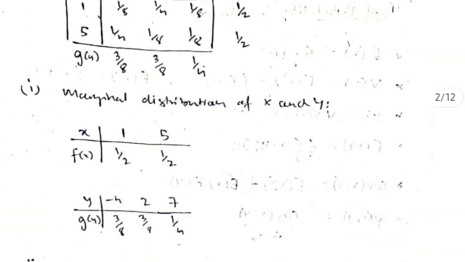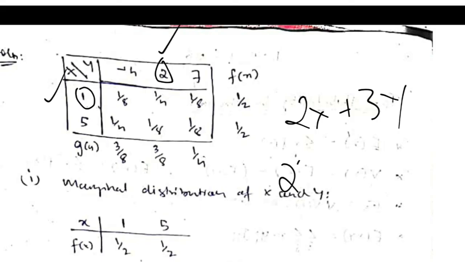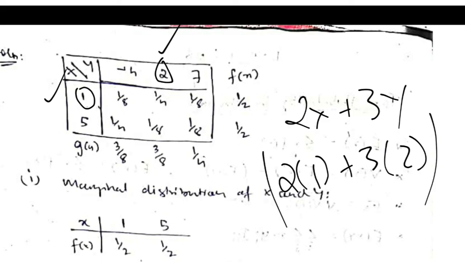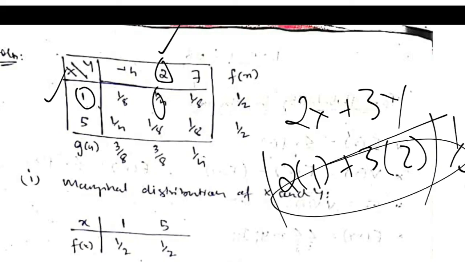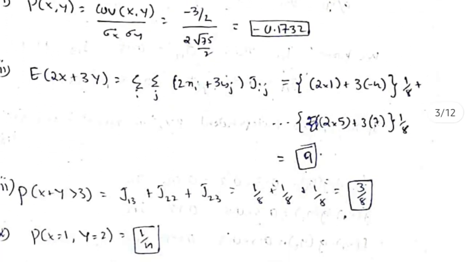For example, the second element, if I take 2x plus 3y, what is 2x here? 1 into 2. This is the x value, this is the y value. 2 into 1 plus 3 into 2. Find out this sum first, then multiply with 1 by 4. That will be for the second term. Like that we have to do for the third, fourth, fifth and sixth term. Then add all those terms to get the final answer. In this case we'll get 9.